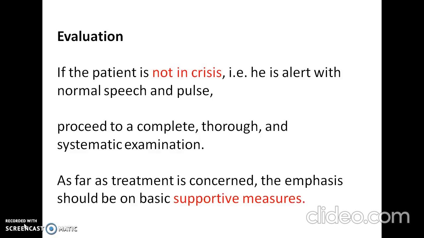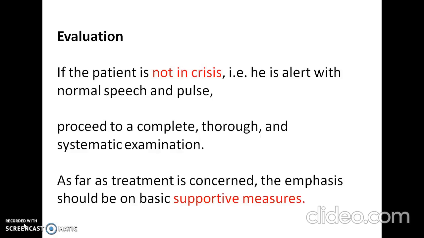As far as the treatment is concerned, the emphasis should be given to the basic supportive measures. Up to now, we have discussed supportive care measures under the heading stabilization. We have covered the assessment and management of airway, breathing complications, circulatory failure and CNS depression, and we have discussed the management of the parameters.